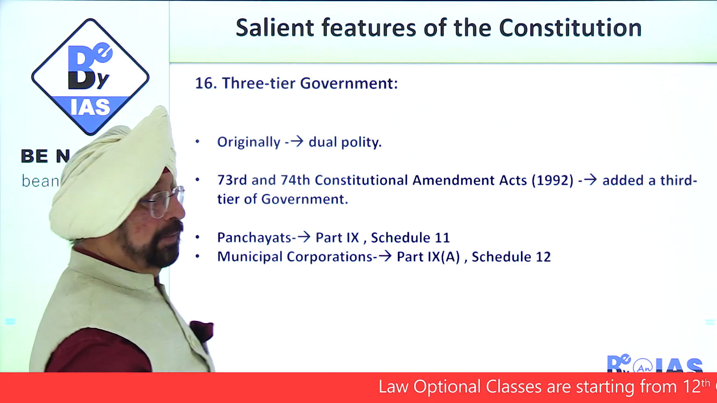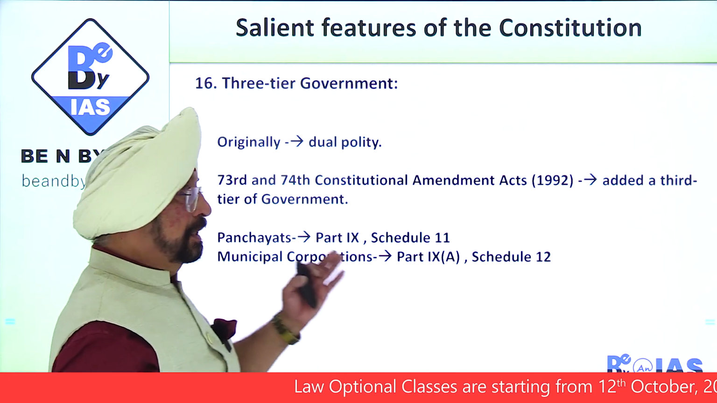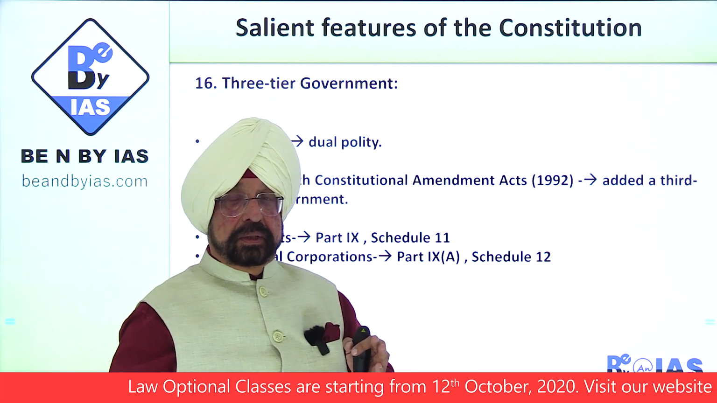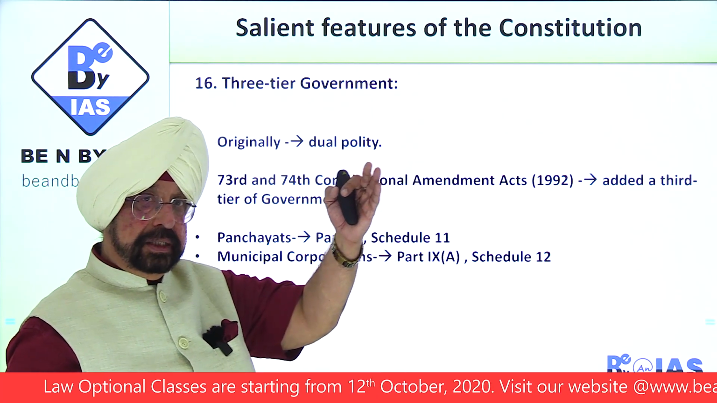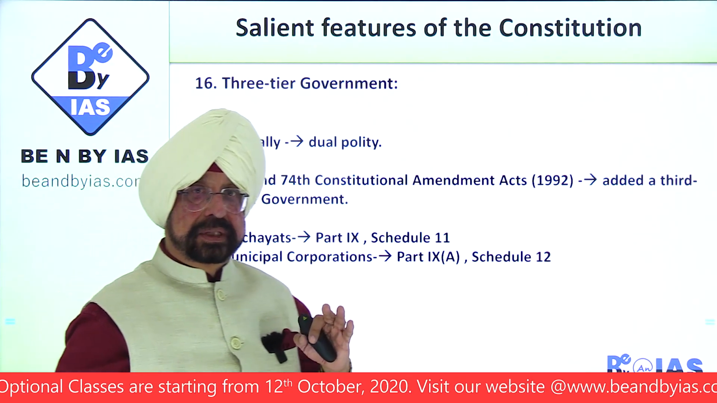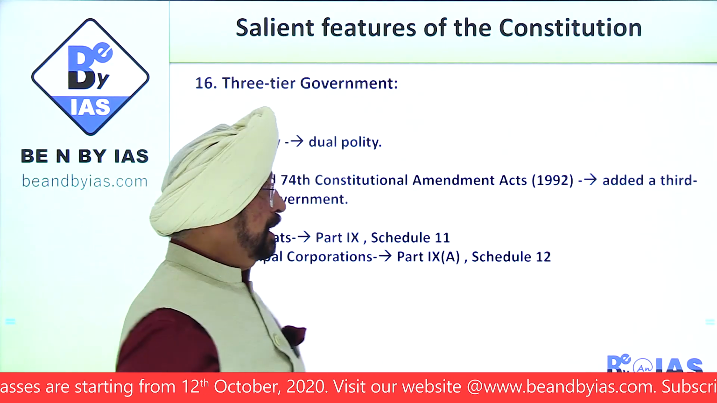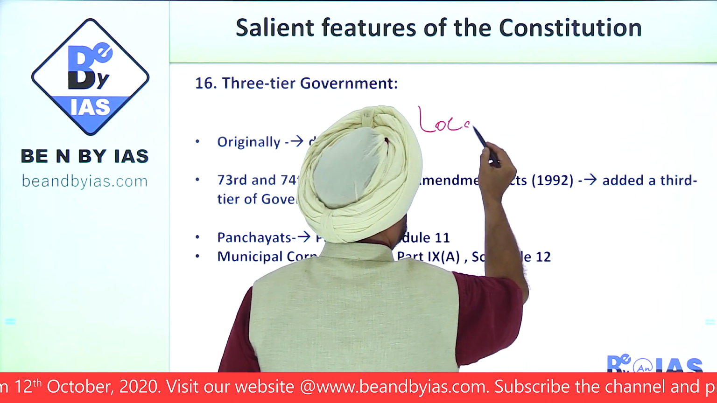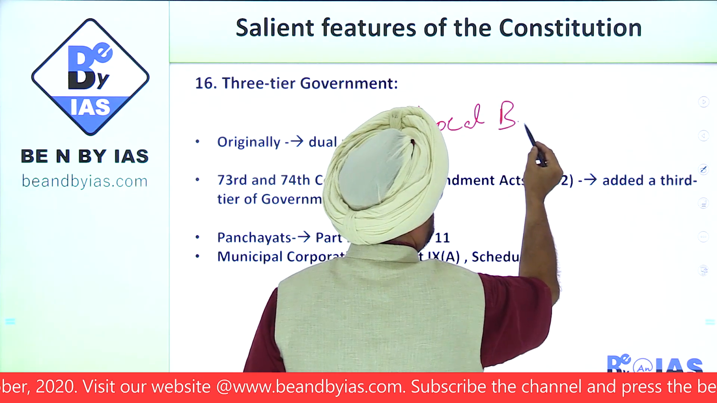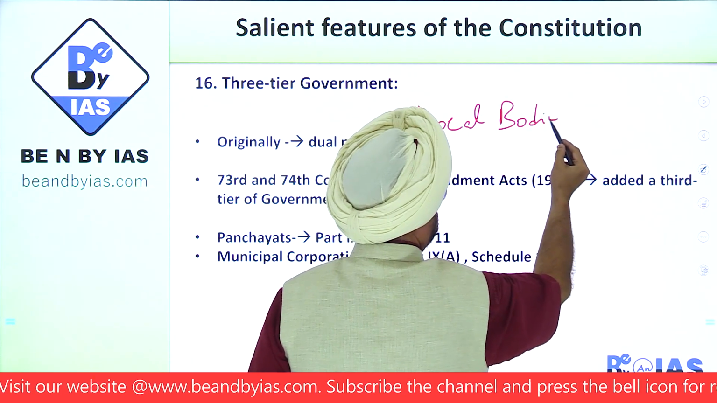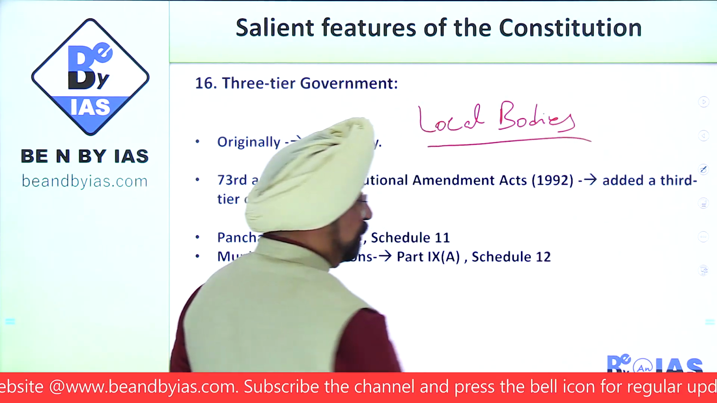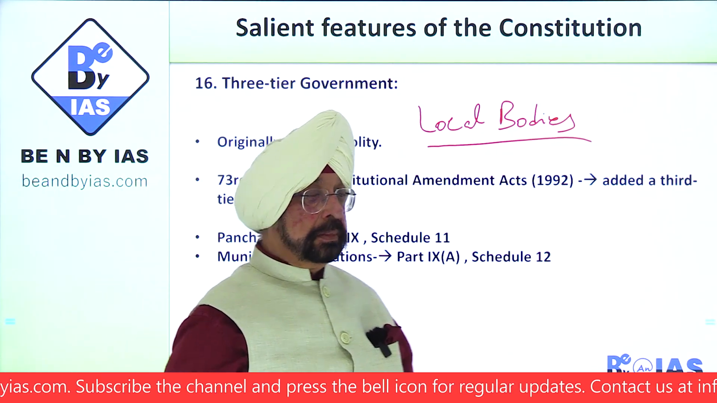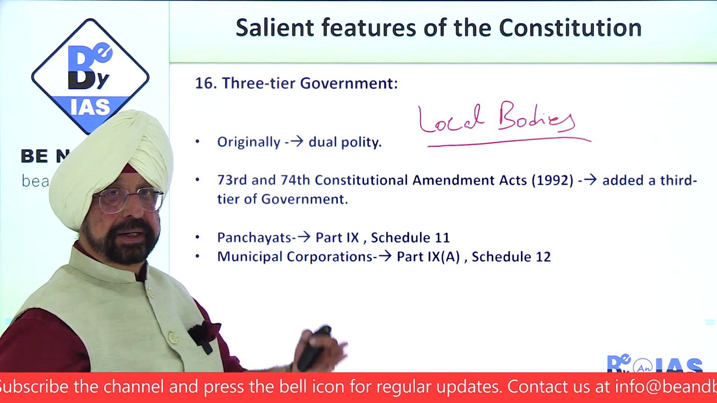So, we come to a very important aspect, that is the three-tier system of governance. One is the center, other is the state. What is the third tier? Third tier is the local bodies, like panchayati raj bodies. Okay, like you have the village panchayat, you have the Zilla Parishad. Like that, there are different tiers.